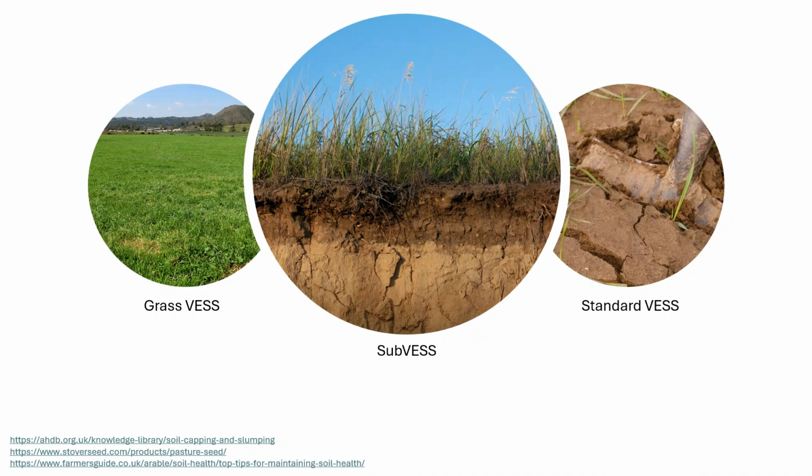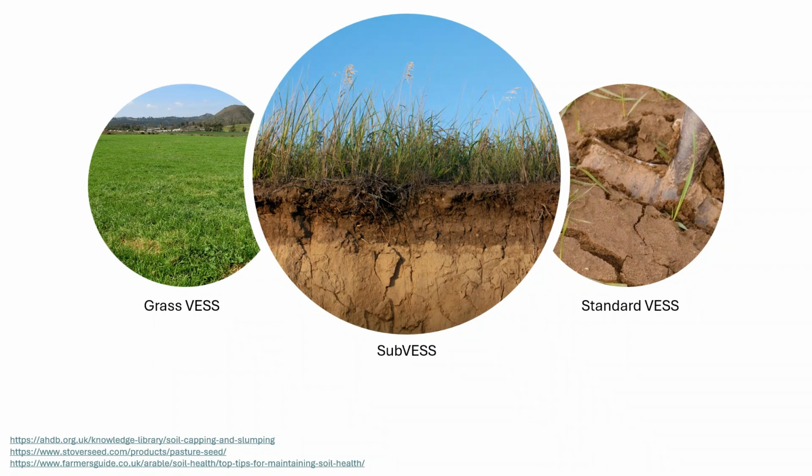In 2018, Irish researchers developed GrassVESS, which follows the same scoring concept but includes a flow chart and images specific to pasture soils. So GrassVESS adds a special root mat score to capture the surface layer. Field tests show that GrassVESS produces the same overall ranking as standard VESS on pastures, but with greater consistency.